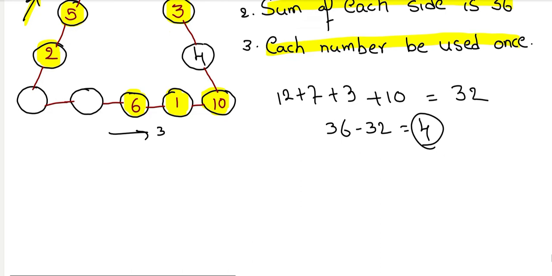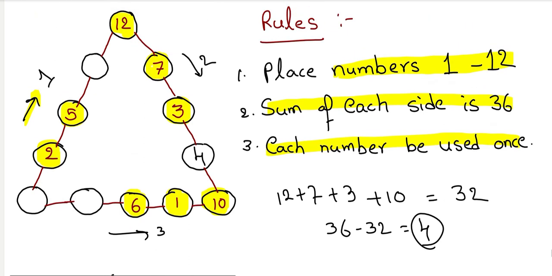Next we are going to solve side 3. It's already given 3 numbers here, 6 plus 1 plus 10. 10 plus 1 is 11, 11 plus 6 is 17. So 36 minus 17 is equal to 19.